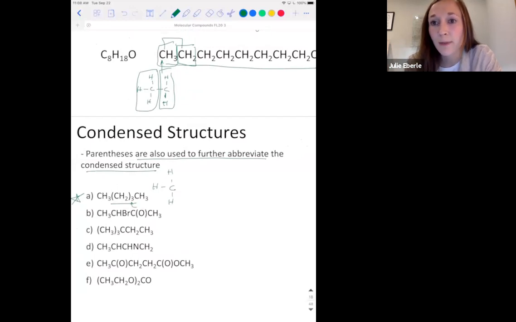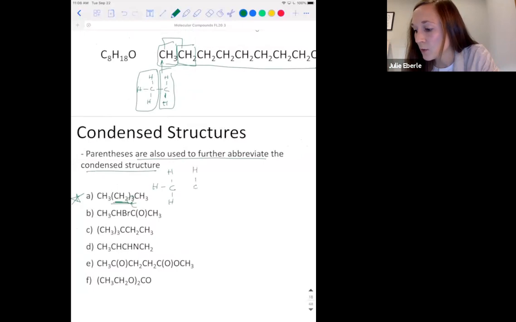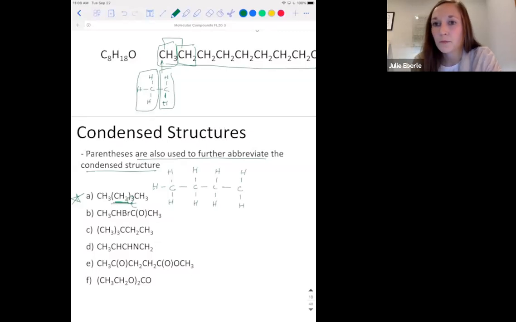Now we're going to expand what's in the parentheses. We have 3, that's what the subscript means, of everything that's in the parentheses. So that means we have CH2 groups. There's 1. Here's another. I haven't connected the main chain yet. Here's another. So there's my 3 CH2 groups. I'm just expanding them left to right. And then we would just connect all those groups.